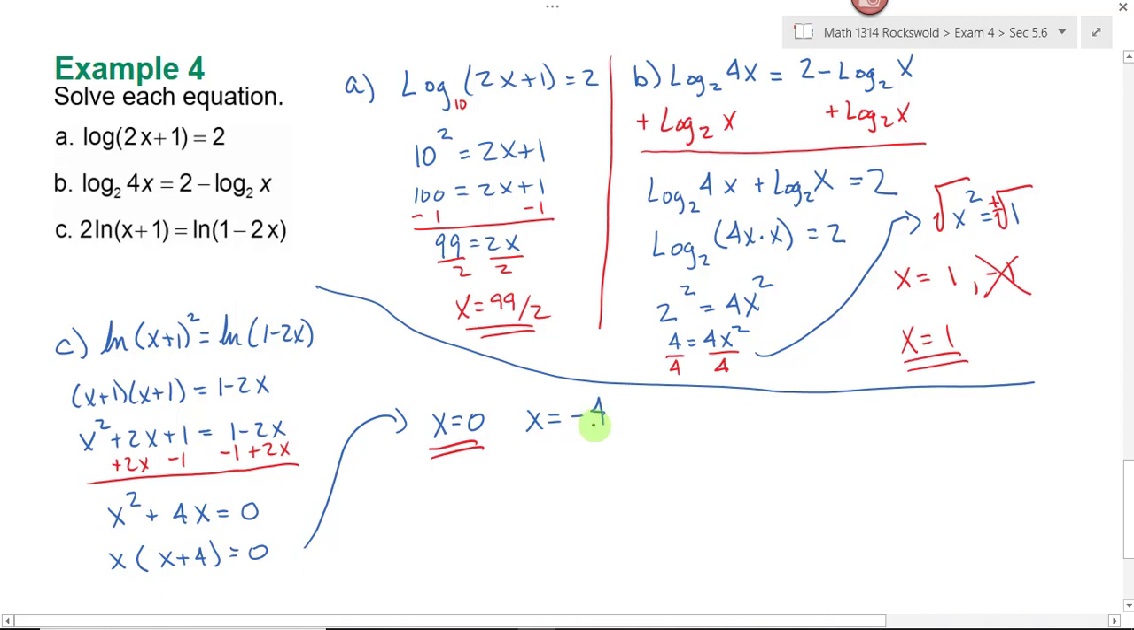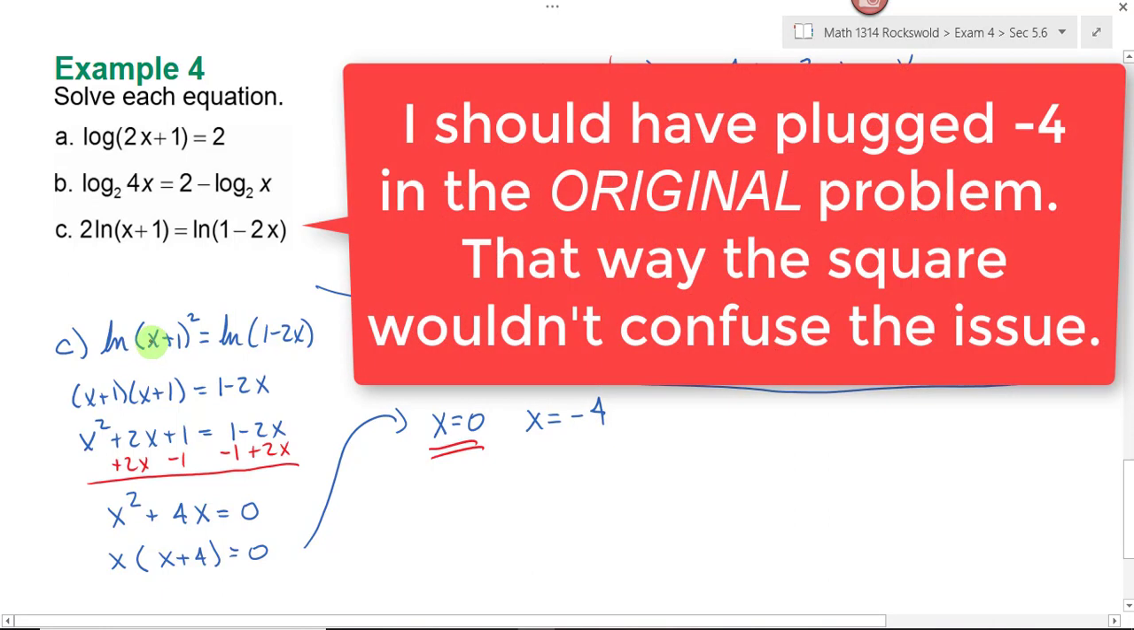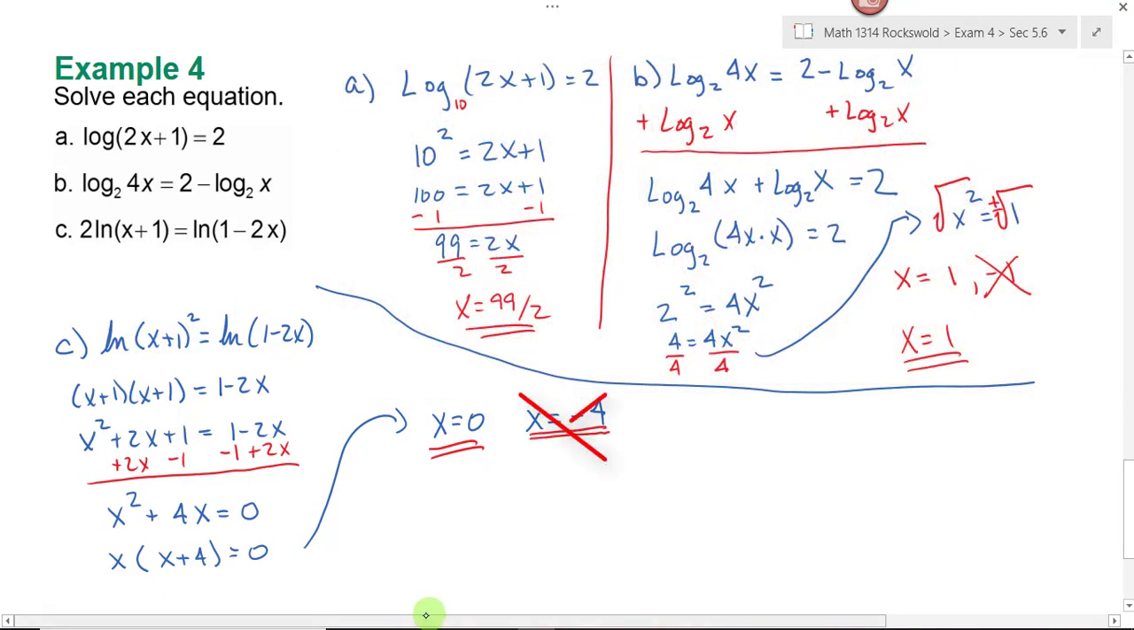Now I'm going to check negative 4. When I plug in a negative 4 in place of x, I get the natural log of negative 3. Can I take the natural log of negative 3? No, I can't. Even though this is squared, it's not going to work. So this is not going to be an answer. Whenever you're solving an equation involving logs, make sure you check your answers to see if your answers are in the domain of the problem, that they don't make the argument of the log 0 or negative.